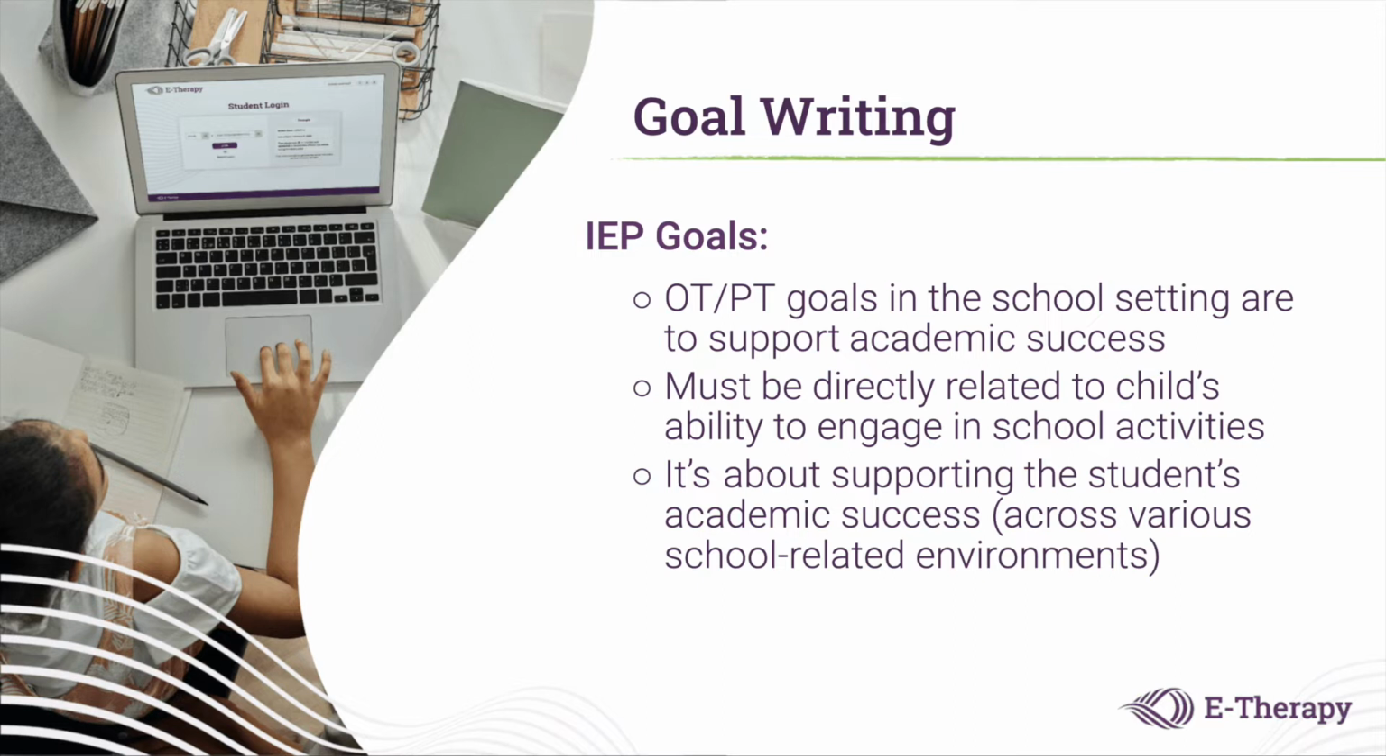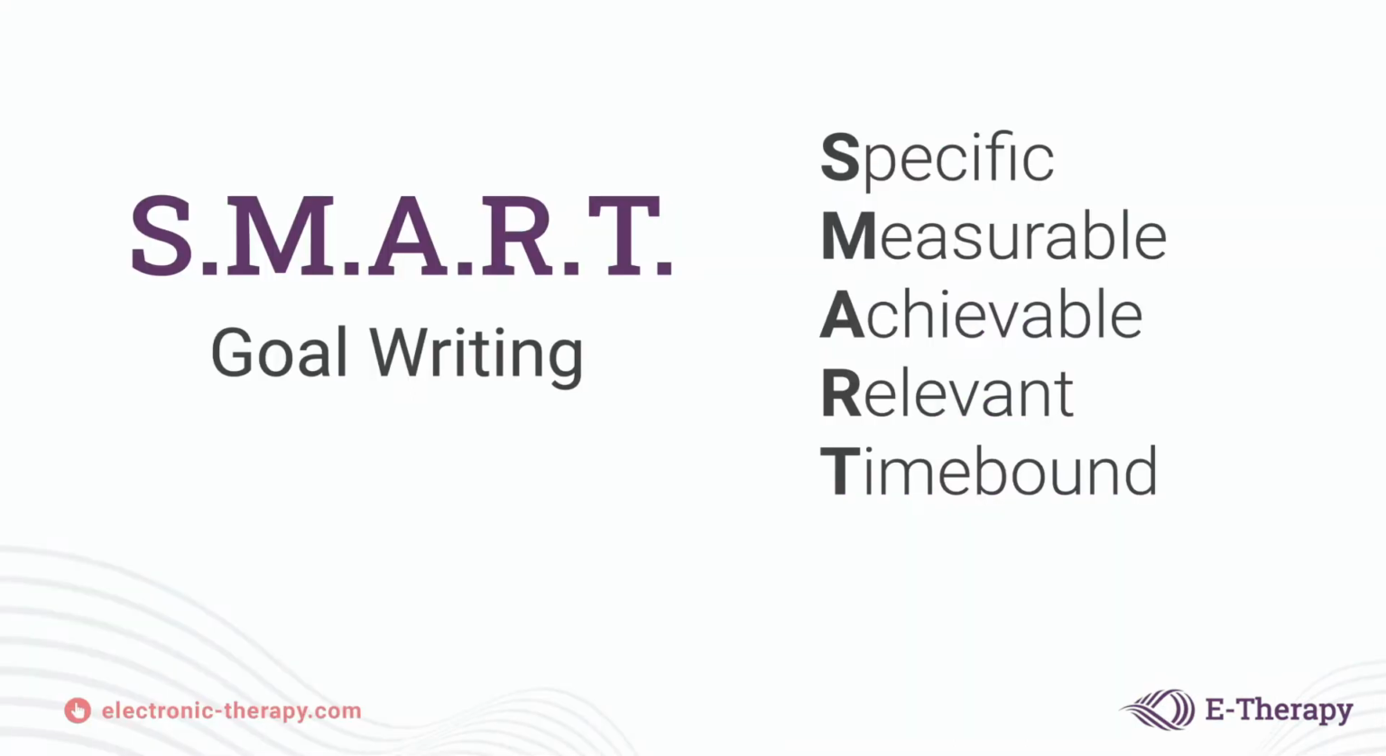Now that can be across various environments. We're talking about the classroom, the playground, the cafeteria, and the social components related to being in a school environment. So all of those things are taken into consideration. But this is something we really have to focus on, is that the goals are to support academic success in the school environment. And we want to use a SMART goal writing plan.